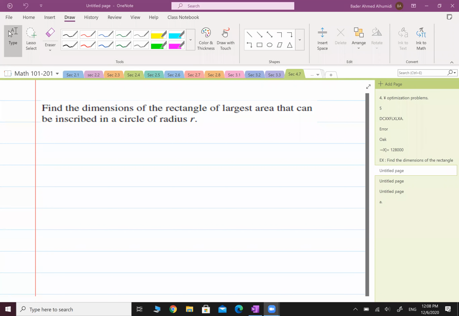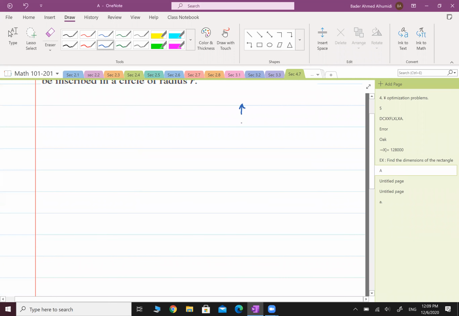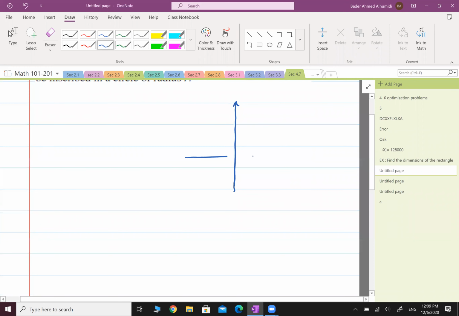There is another exercise here which is almost similar to it, almost similar. It says, find the dimensions of the rectangle of largest area that can be inscribed in a circle of radius R, a circle of radius R. So what I will do here, I'll try to sketch the graph in order to understand. We have here a circle of radius R. So this is what we have, something like this. Okay, this is the XY coordinate. We have a circle of radius R, something like this.